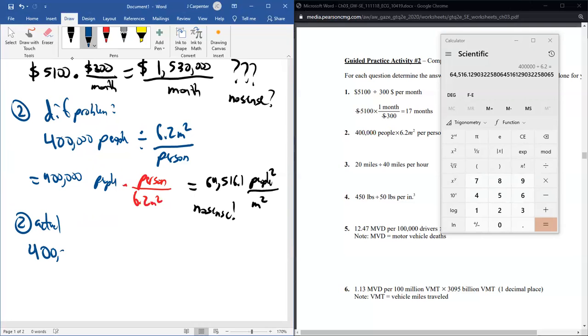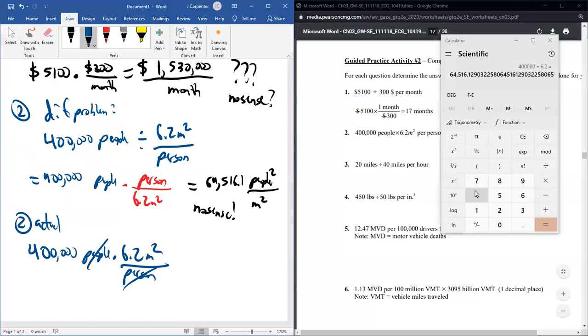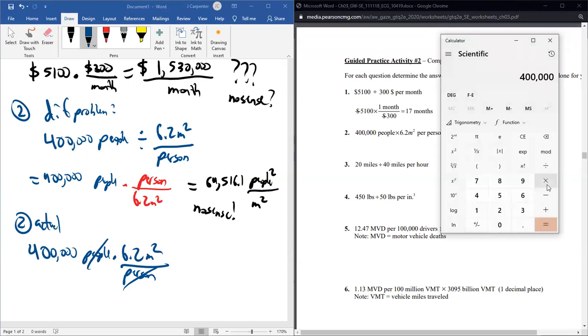Let's try multiplying them. Now again, fair warning, it's possible you need to swap the order of the divisions and that would give you an answer that makes sense. But we're just going to go straight to brass tacks and say that this is what we're doing. The 6.2 meters squared per person, aka people. So now we have people top, people bottom, they cancel. We're going to take the 400,000 times the 6.2. And we get big number, 2.48 million, and that's just meters squared.